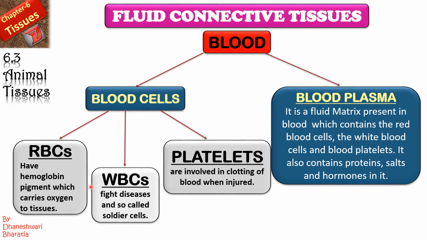Okay. Next come WBCs, white blood cells. The name itself tells that they must be colorless or pale yellow cells. Why is it so? Because they lack hemoglobin. The red color of blood is only because of this hemoglobin. Am I clear? Now these WBCs are also known as soldier cells. Why? Because they fight against diseases in our body. That is, they are related to the immune system of our body.